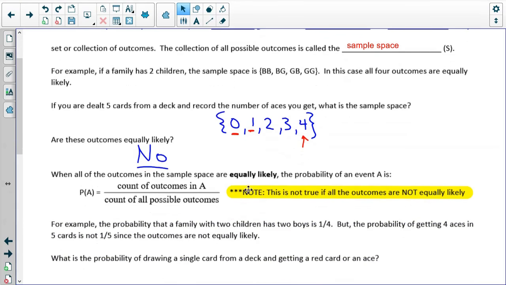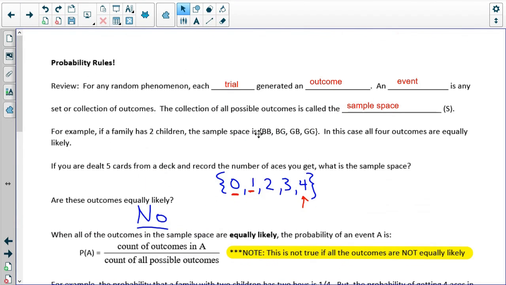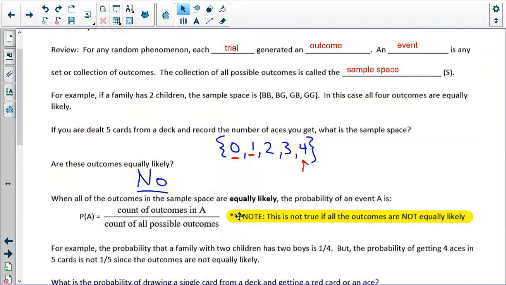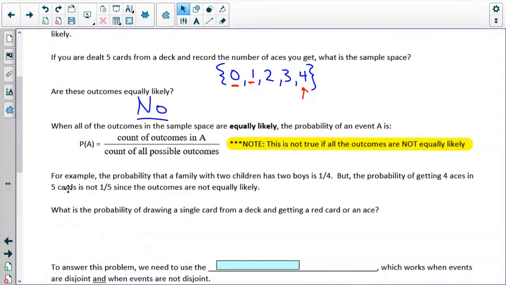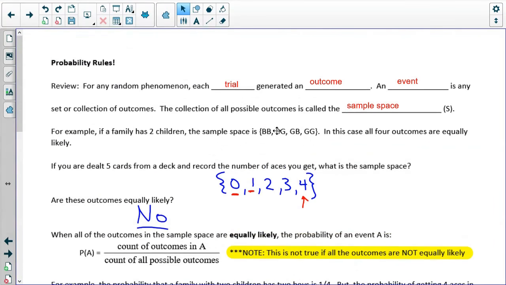When all of the outcomes in the sample space are equally likely, kind of like this 2 children situation, then the probability of an event is the count of all the outcomes in A, which is the event that we care about, divided by all of the possible outcomes. So, what is the probability that we have one boy and one girl in this example? That would be 2 out of 4 because there are 2 outcomes that have one boy and one girl out of 4 total possible outcomes. The probability that a family with 2 children has 2 boys is 1/4 because there are 4 outcomes and one of them is 2 boys.